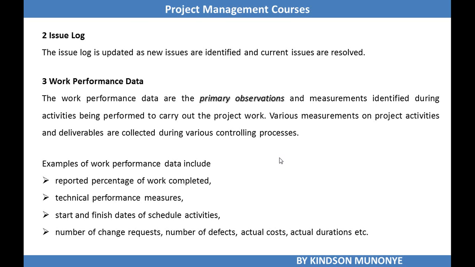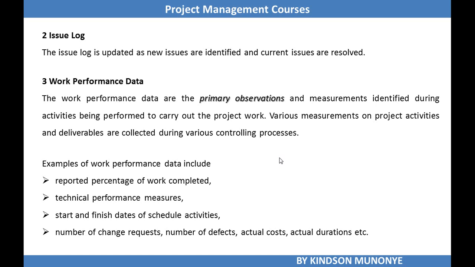Another input is the issue log. The issue log is the output of manage stakeholder engagement, and it contains a list of issues, resolved issues, actions that we are taking, etc. This issue log is updated with new issues, and here it serves as an input to control stakeholder engagement. We've discussed the issue log in a previous process.